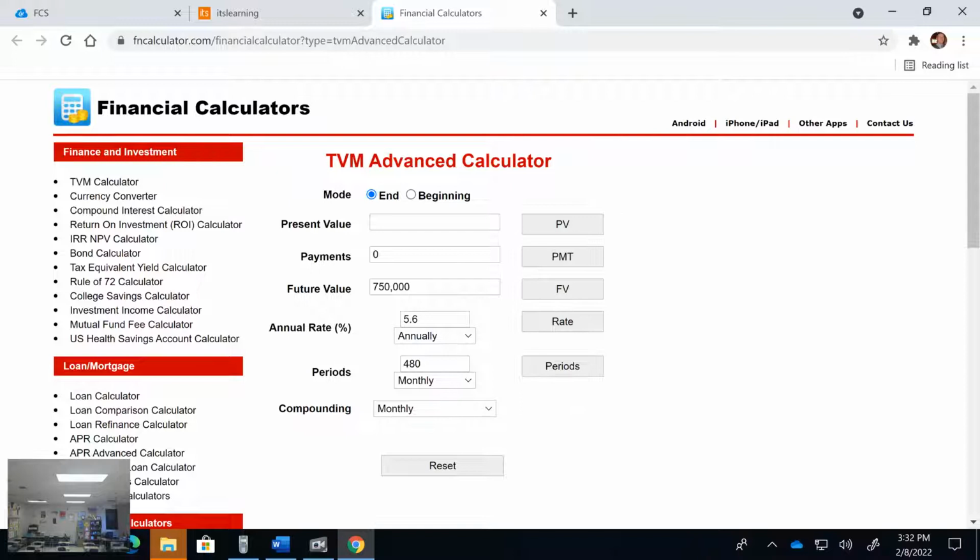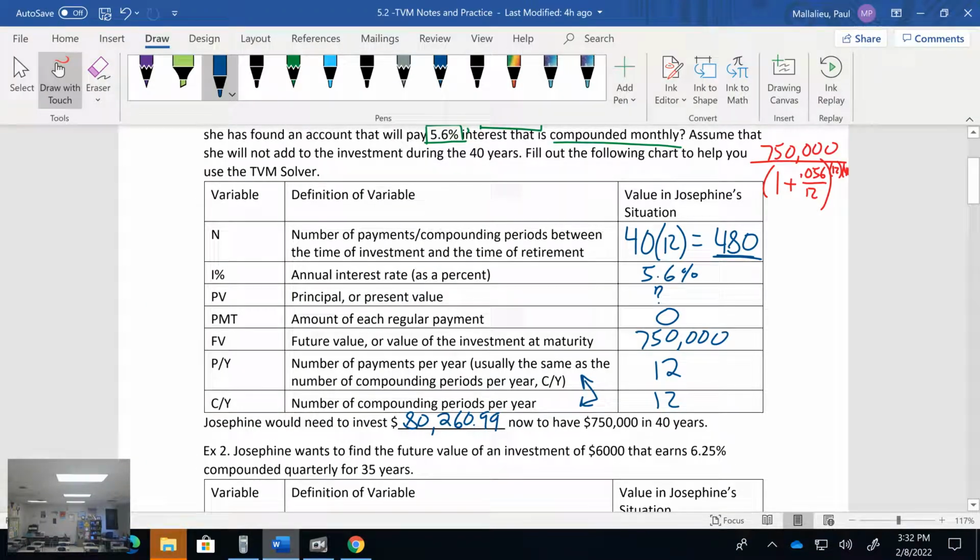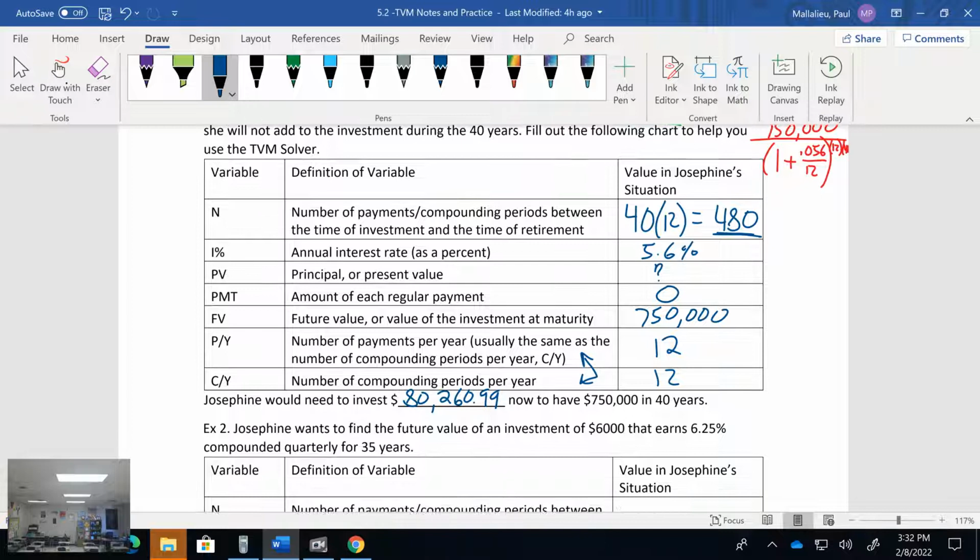So what we have to do is just click the PV, and it tells us that it'd be $80,260.99, which is what we got by putting it in the calculator. So it is perfectly acceptable to put it all in the calculator, or to use that online calculator to be able to solve these. The key is, can you identify the important information? Can you put it in the correct locations? If you can do that, then you will have no problem solving.